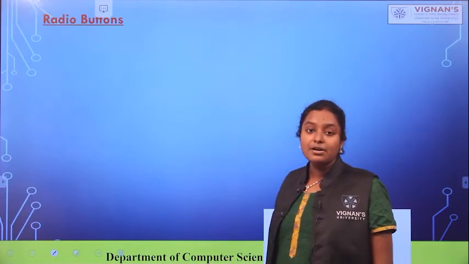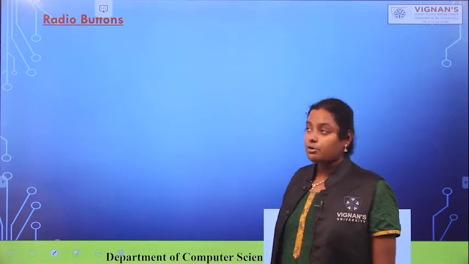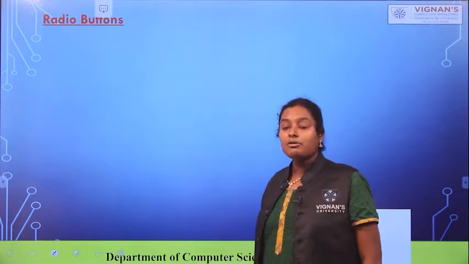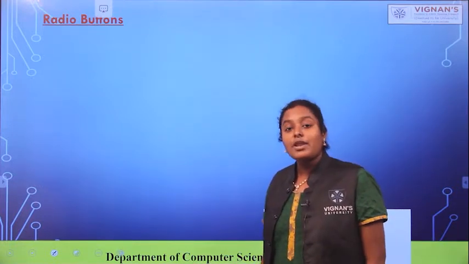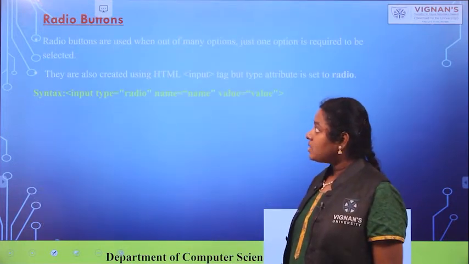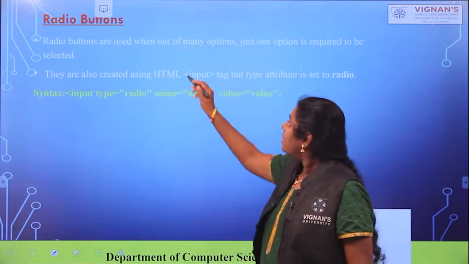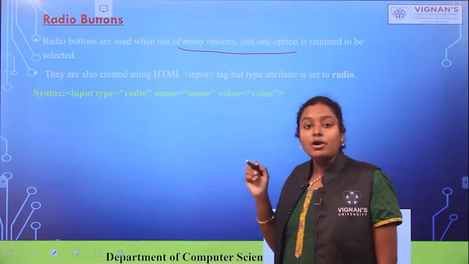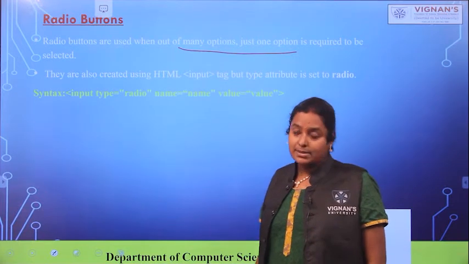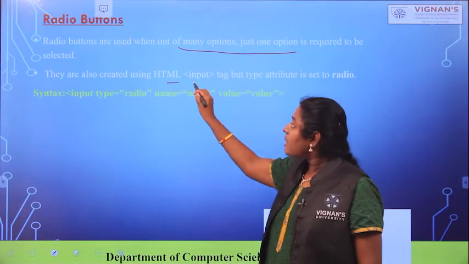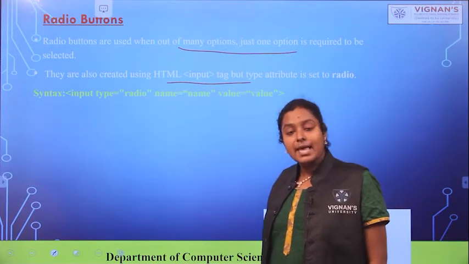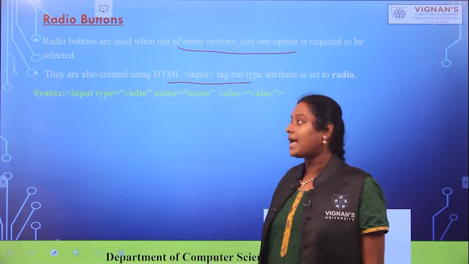So what is the next control you are going to discuss in these controls? That is radio buttons. The next control in the form controls is radio buttons. When will you use this type of control in the form field? Radio buttons are used when, out of many options, you want to select only one option. At that time you have to use radio buttons. They are also created by using a tag called the input tag. So how to create these radio buttons? Again you have to use the input tag syntax.